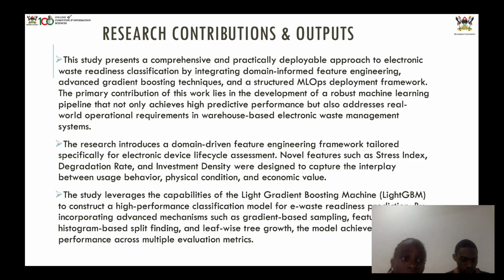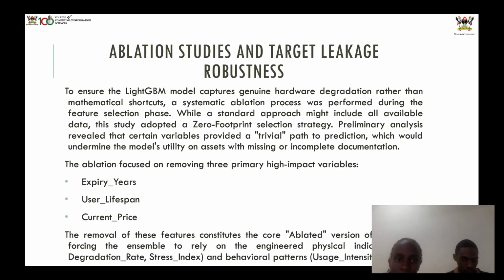The contributions and outputs. Our study presents a comprehensive and practically deployable approach to electronic waste readiness classification by integrating domain-informed feature engineering, advanced gradient boosting techniques, and structured MLOps deployment framework. MLOps is machine learning operations. Then the research introduces a domain-driven feature engineering framework tailored specifically for electronic device lifecycle assessment. Then the study leverages the capabilities of LGBM. LGBM is the model that we took to construct a high-performance classification model for e-waste readiness prediction.